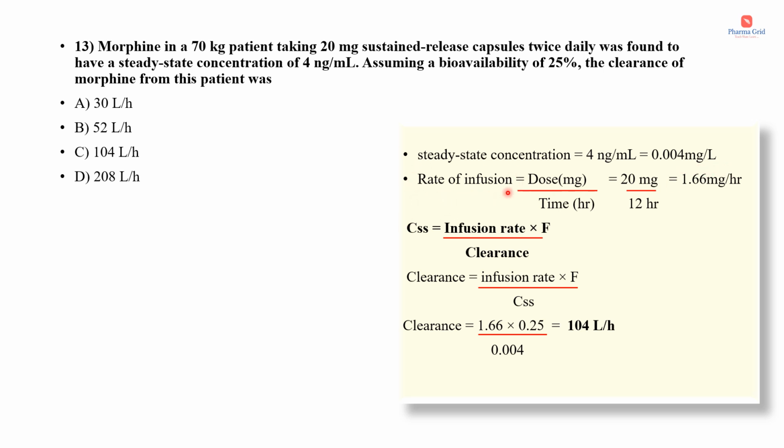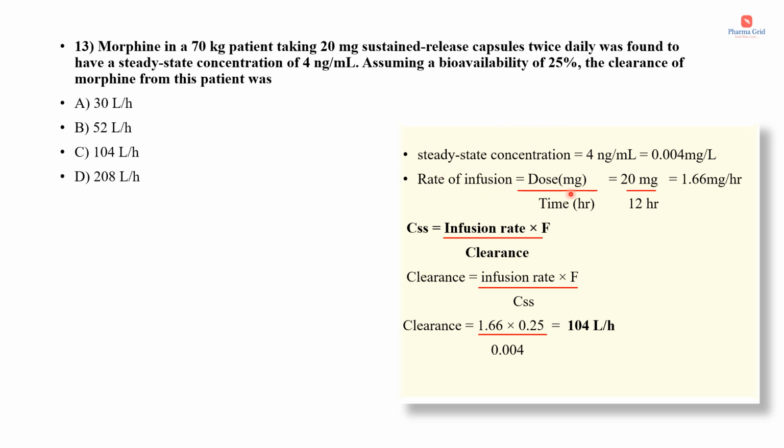The equation to calculate rate of infusion is dose in milligram divided by time in hour. Dose is given as 20 milligram and in the question the clue is given that this 20 milligram is given twice daily. Okay, so the time in hours will be 12 hours. So 20 divided by 12 is equal to 1.66 milligram per hour. Okay, so we calculated the rate of infusion.